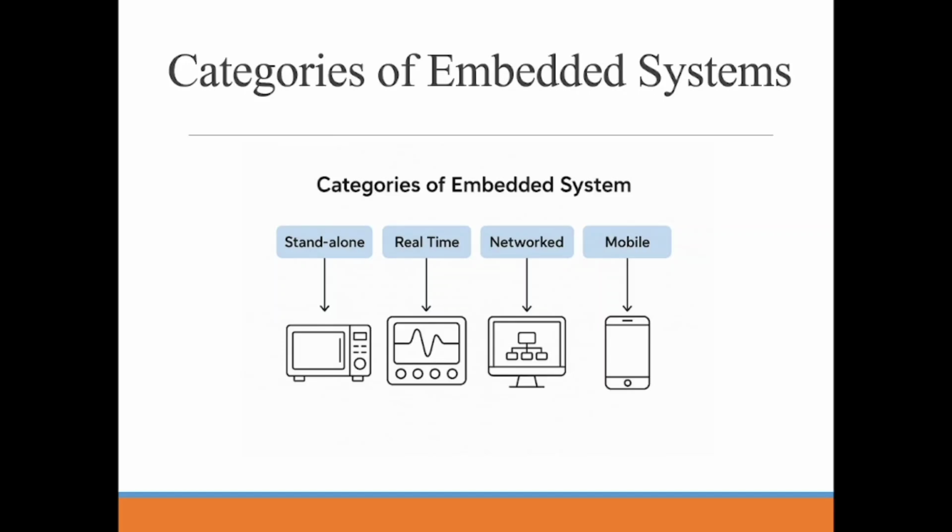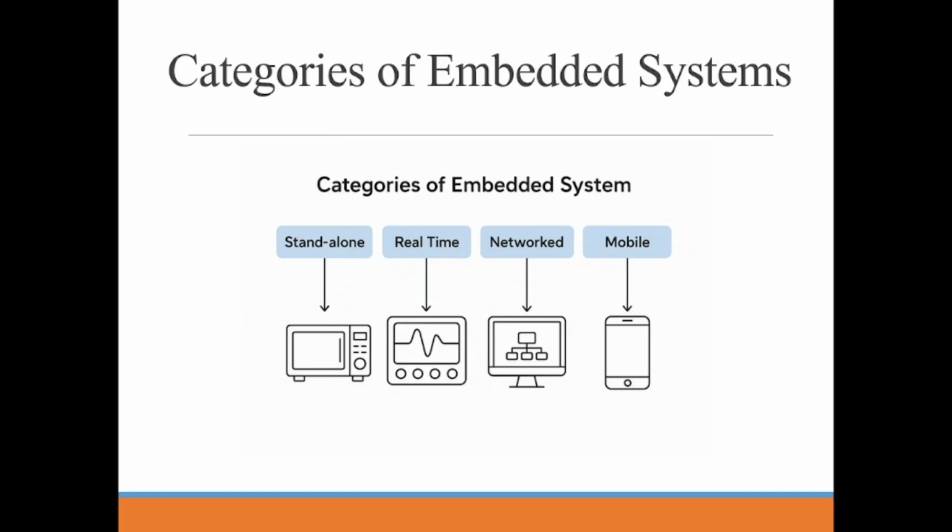So let us see the categories of embedded systems. There are mainly four categories: standalone embedded systems, real-time embedded systems, networked embedded systems, and mobile embedded systems. Let us see the standalone embedded systems. A standalone embedded system can perform alone without dependency on any other system. We have a slave standalone embedded system, which gets instructions from another system and performs accordingly, and an independent standalone system, which is able to control the system by itself.